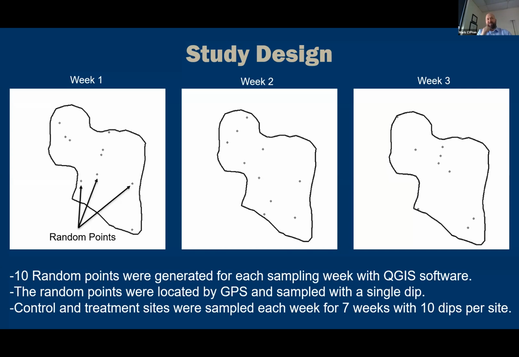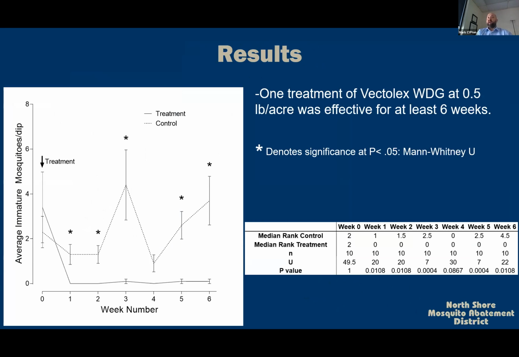So we would dip a single dip and then count how many larvae were in the dip. And then we sampled these for 7 weeks, 10 dips per site. And this is what we found after one treatment. On day 0 or week 0, which would be the time of the treatment, there was really no statistical difference whatsoever between our treatment and our control site.